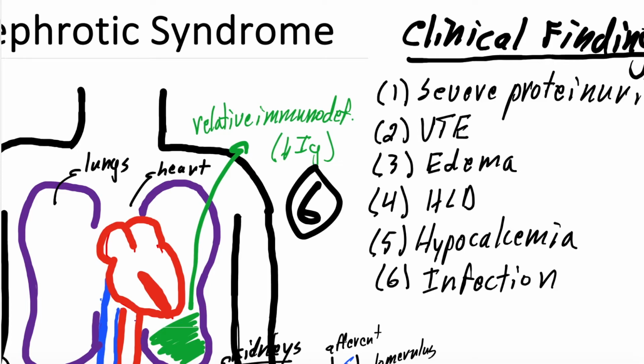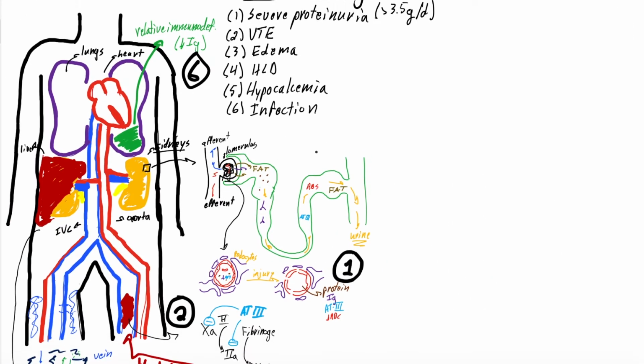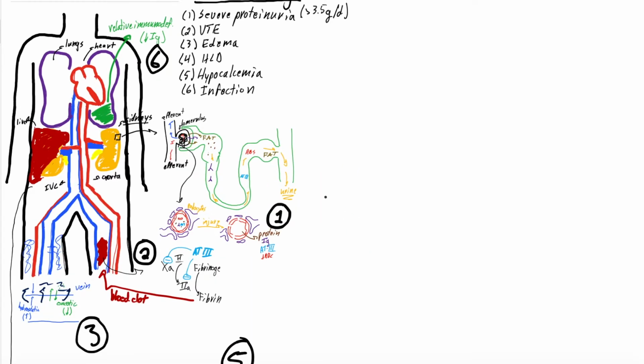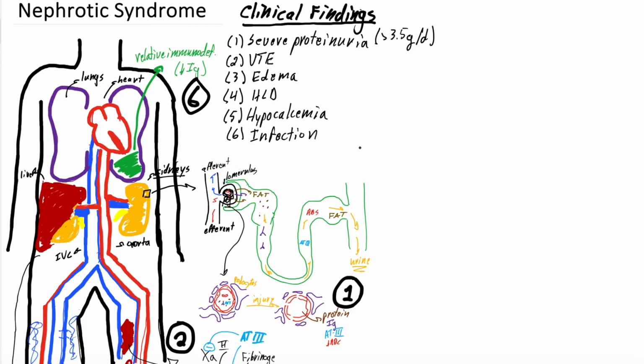So let's zoom out now and just take a look at what we've put together so far. So we have these clinical findings. Let's zoom in one more. Of severe proteinuria, venous thromboembolism, edema, hyperlipidemia, hypocalcemia, and infection. And we've talked about why each one happens.